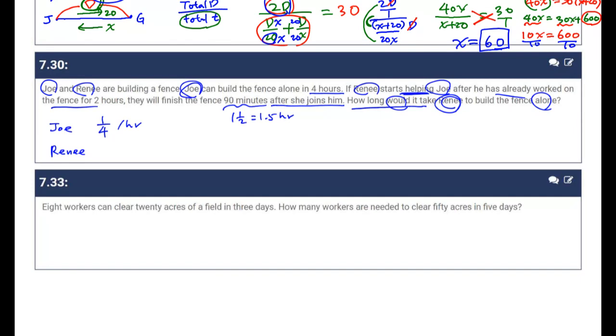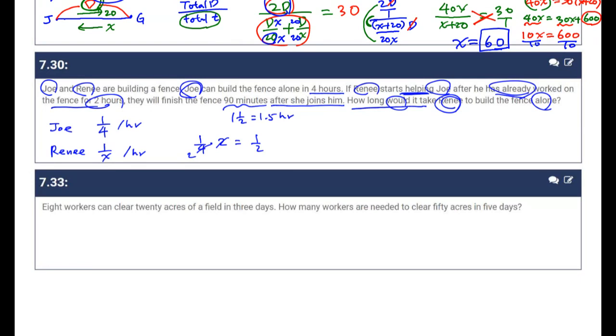But let's say it takes X hours for Renee to work alone. Then 1 out of X can be done every hour, right? Now, Joe was already working for 2 hours. So 1/4 per hour times 2 hours, that's 1/2 of the job done, isn't it? So they only need to do 1/2 more job, right?